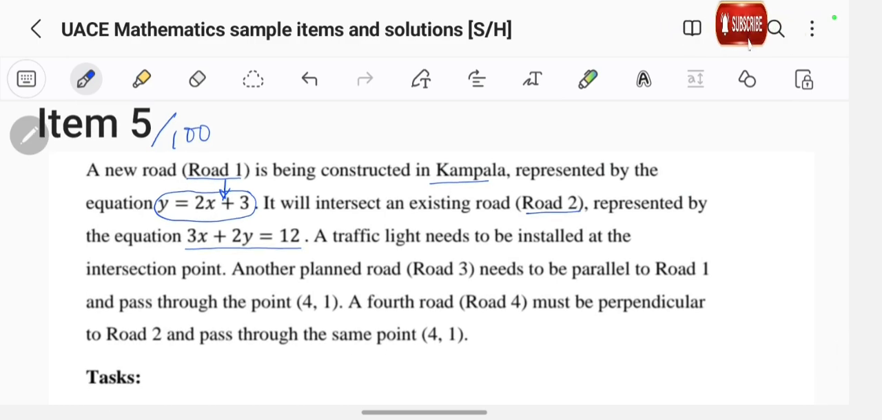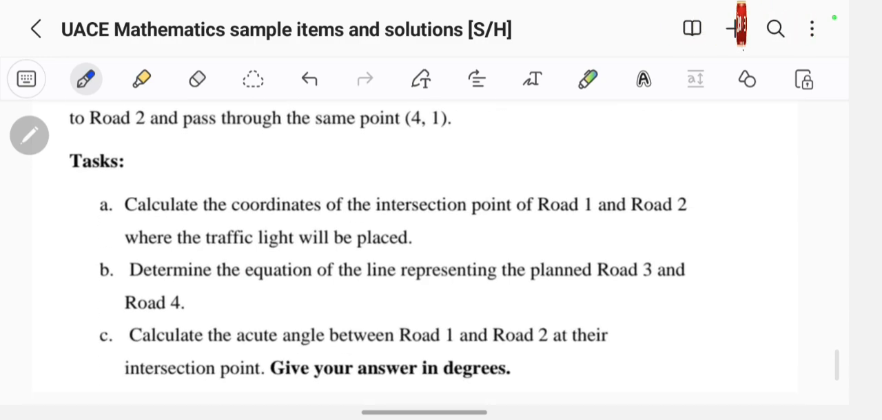Another planned road, which is road 3, needs to be parallel to road 1 and pass through the point (4,1). Then a fourth road, which is road 4, must be perpendicular to road 2 and pass through the same point (4,1). The task is to calculate the coordinates of the intersection point of road 1 and road 2, where the traffic light will be placed.